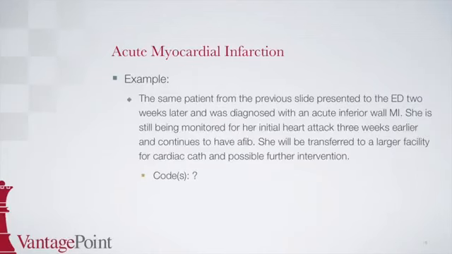Let's do another MI example. The same patient from the previous slide presented to the ED 2 weeks later and was diagnosed with an acute inferior wall MI. She is still being monitored for her initial heart attack 3 weeks earlier and continues to have AFib. She will be transferred to a larger facility for cardiac cath and possible further intervention. How would you code this? Please pause the webinar to complete this example and then hit play to continue and learn the answer.